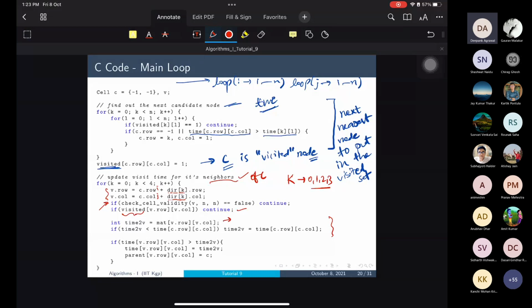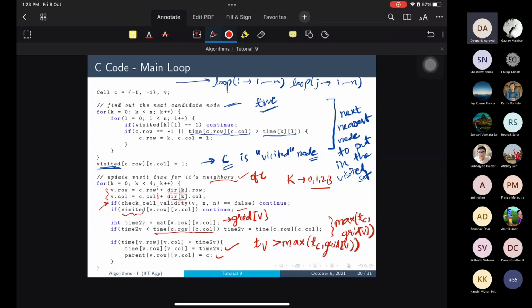This is the grid value for V. Here we are basically taking the max: maximum of TC, comma, grid V, just the way I told. Then we are comparing it to the already known time for V. If it is optimal, then we update, and we also update the parent, right?